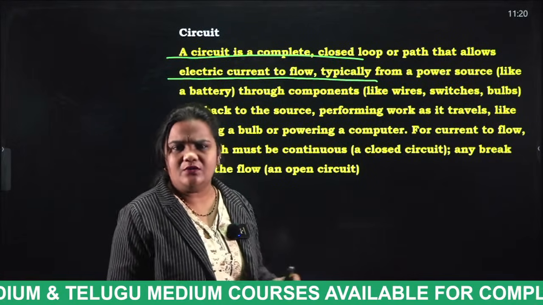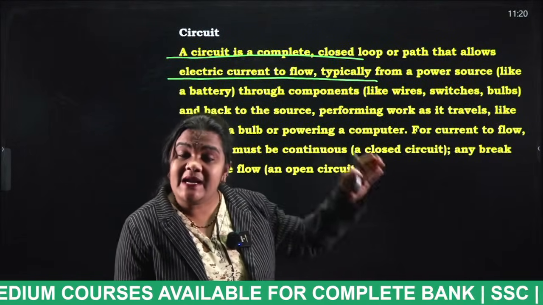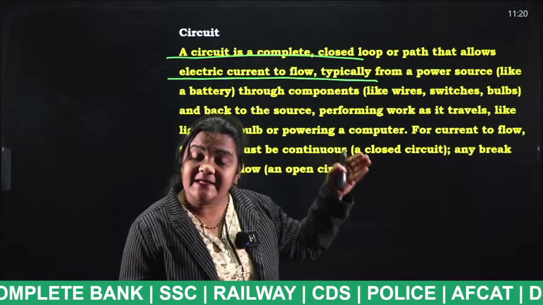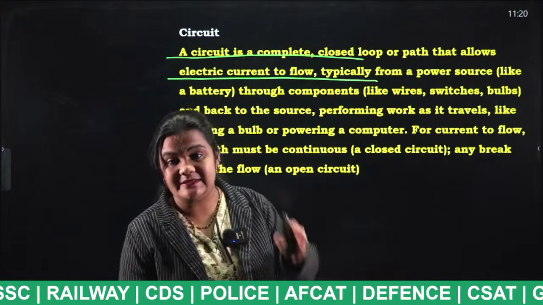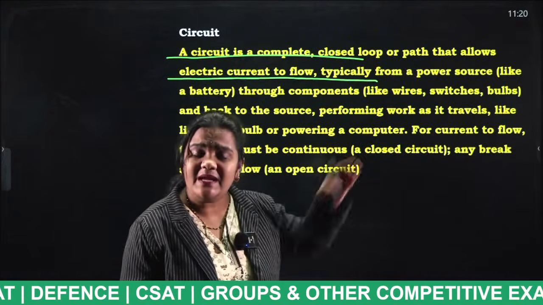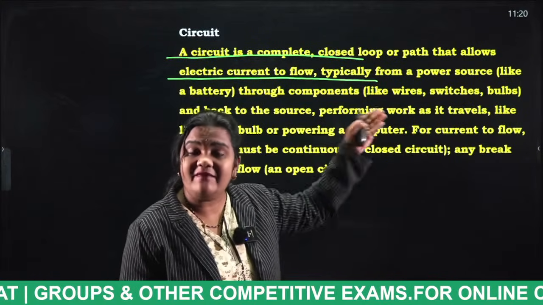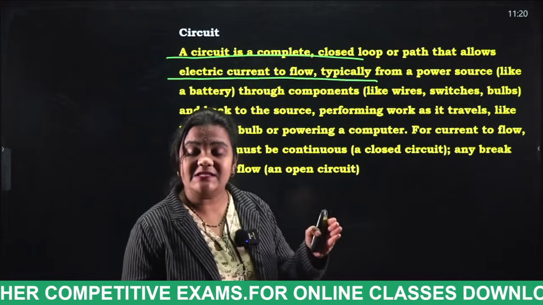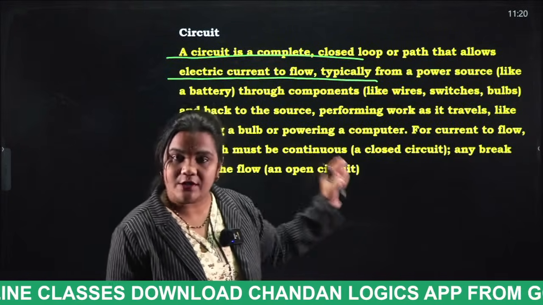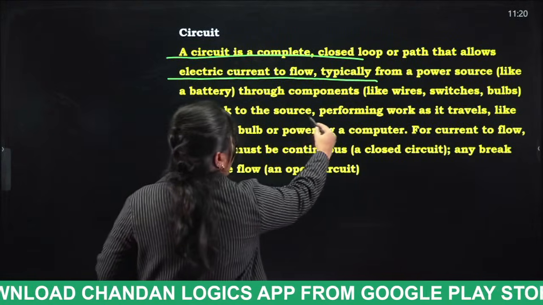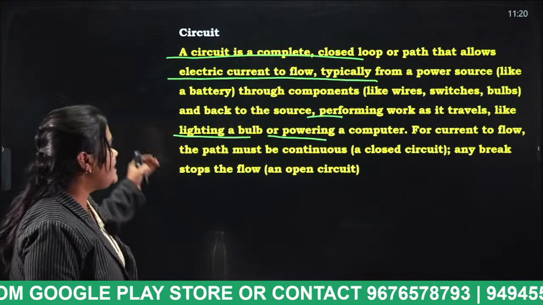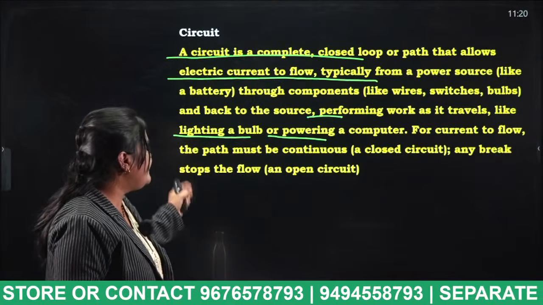So what do you mean by circuit? Just now I have told you the current is passing from a source, that may be a battery or anything, to the appliances. So what are those appliances? Like wires, switches, bulbs. So what is happening here? The current is traveling in a closed loop, and that closed loop is considered as what, friends? Circuit. Okay. Performing work as it travels, like lighting a bulb or powering a computer. For current to flow, the path must be continuous, a closed circuit. Any break stops the flow.